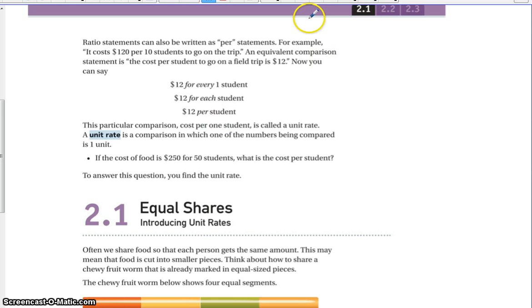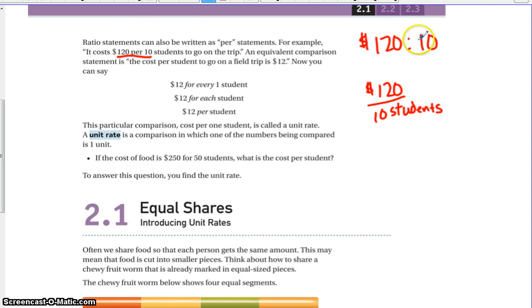Now let's take a look at the original unit rate, which is right here, $120 per 10 students. So we had $120 for every 10 students. Now in order to scale that back, we're going to turn this ratio into a fraction, $120 to 10 students. So now we have the ratio written as a fraction. It's still a ratio, 120 over 10. And now what we're going to do is scale it back. We're going to turn the denominator into a 1 to get the unit rate.